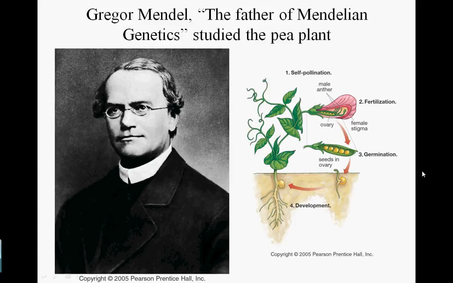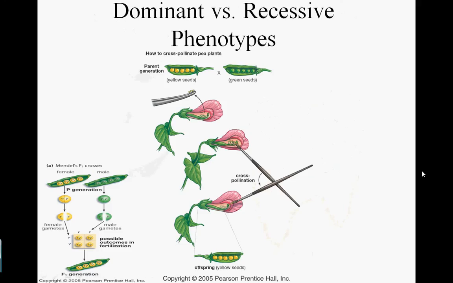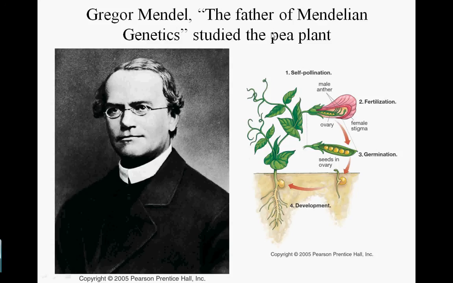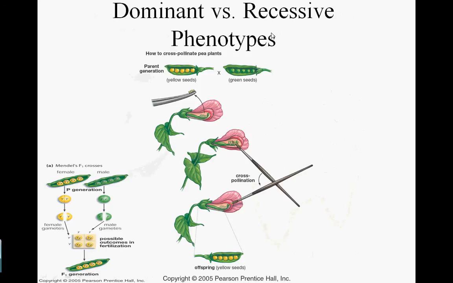So first, let's discuss Gregor Mendel. Gregor Mendel is considered the father of Mendelian genetics, and he studied the pea plant. Gregor Mendel was a monk, and like I said, he studied the pea plant. He looked at several phenotypes in the pea plant and observed how different traits were being inherited. So first, let's discuss and clarify dominant versus recessive traits.